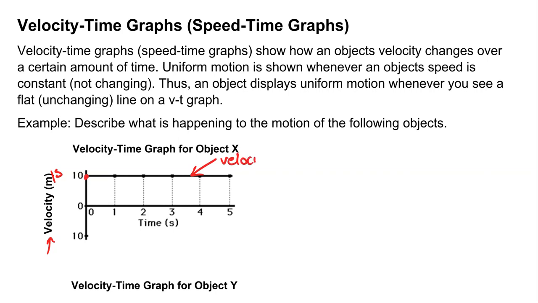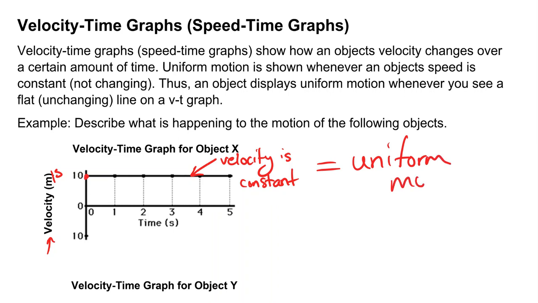velocity is constant. And that equals uniform motion, because it's a flat line. Ooh, that's not how you spell line. Line.